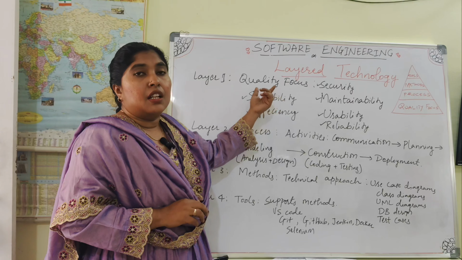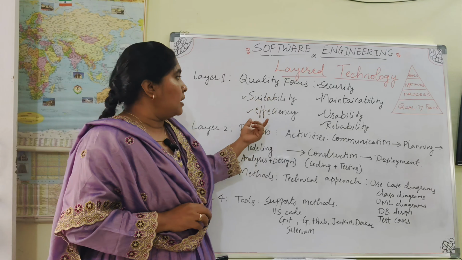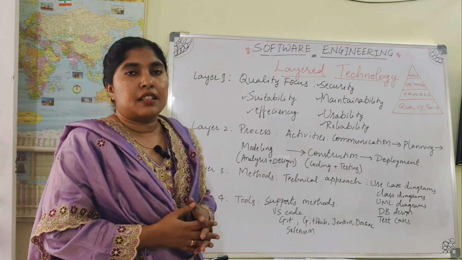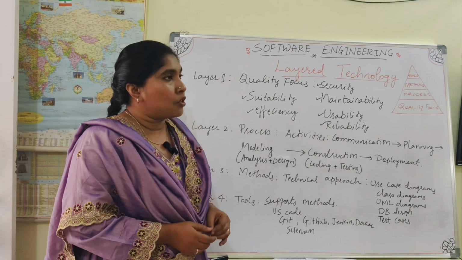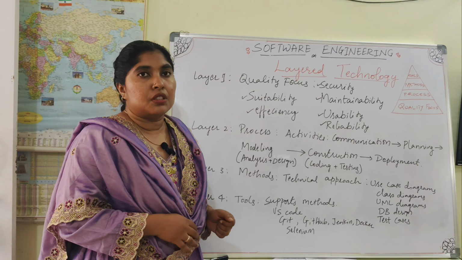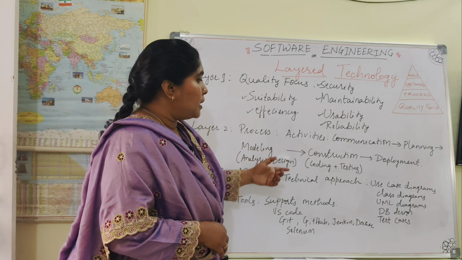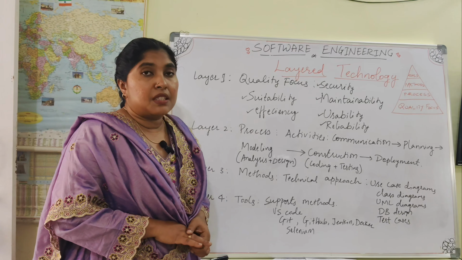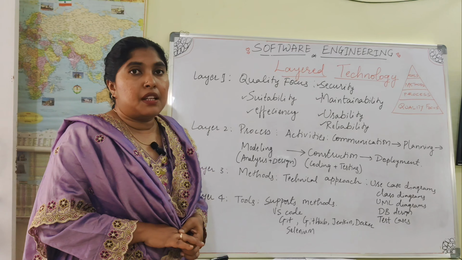Suitability is nothing but the software working as intended. Efficiency means it has to perform efficiently under different conditions. Maintainability means the updates and the maintenance of the software should be made easy. Usability says the user should not have to go through manuals in order to use the software. Reliability is nothing but being stable and consistent over time.